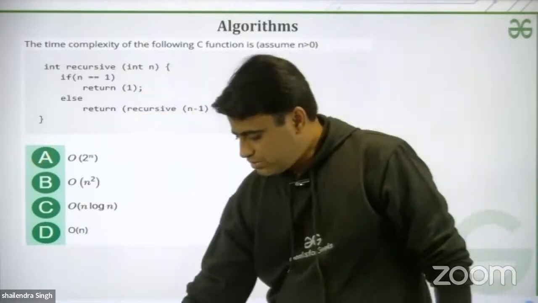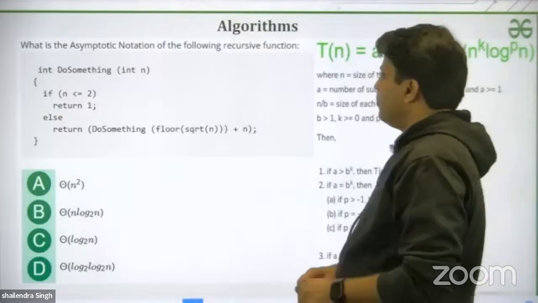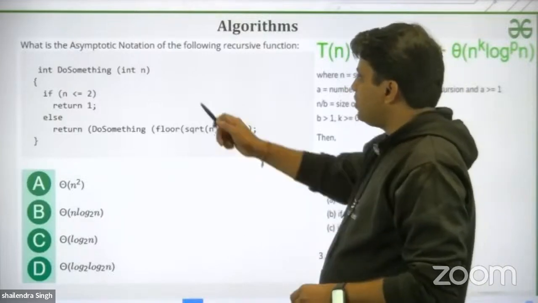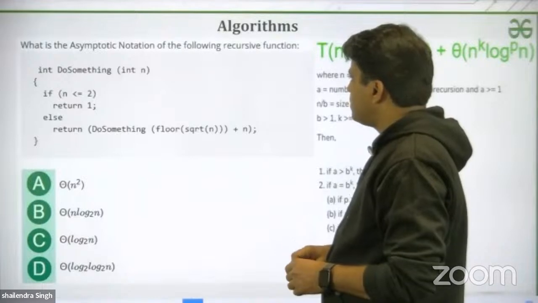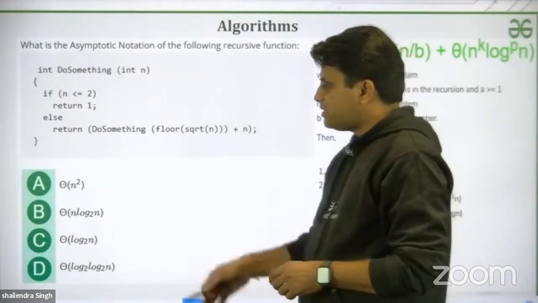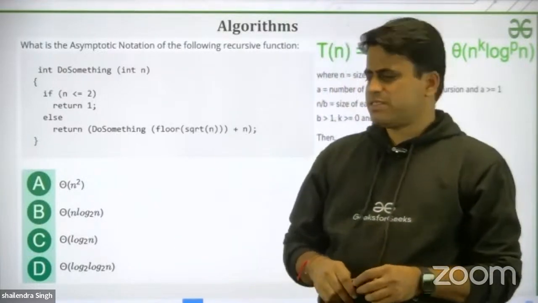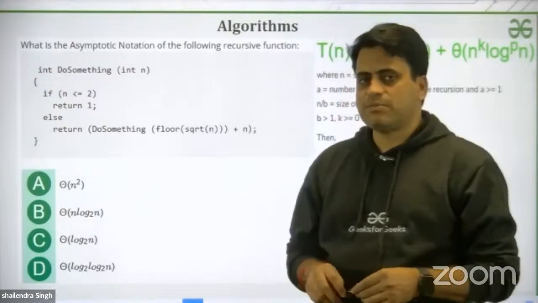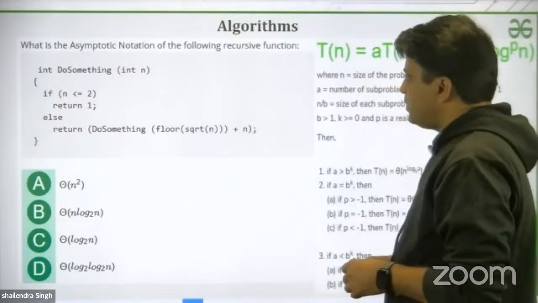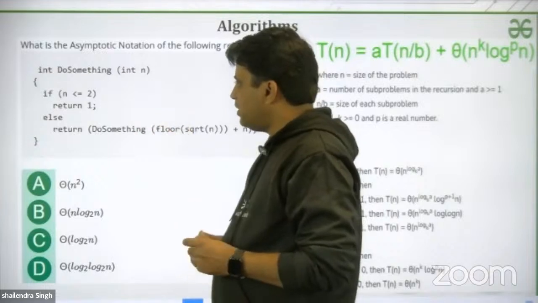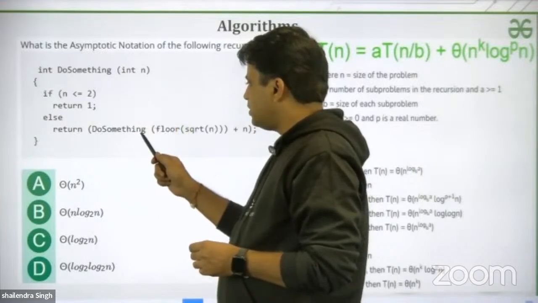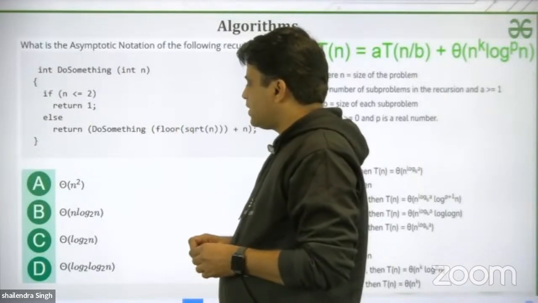Now come to the next question. One more question. What is the asymptotic notation of the following recursive function? Again, time complexity has been asked, asymptotic analysis has been asked, right? So this is a recursive algorithm. Do something is calling this. Function do something is calling itself, so this is a recursive algorithm.